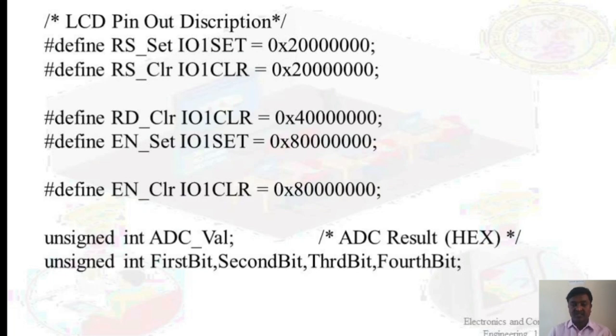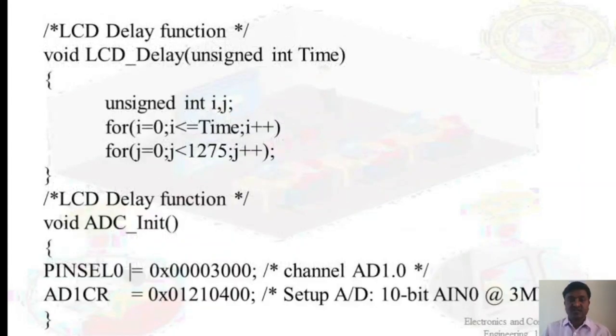After that, we are declaring one variable, unsigned int ADC value, that is the result in hex. Then unsigned int first bit, second bit, third bit, fourth bit. These are the four unsigned int variables that will be declared. After that we are writing the LCD delay function, then the ADC init. Then we are declaring the void ADC initialization function, that is PINSEL0 equal to or equal to 0x4 followed by 3 zeros, 3 3 zeros, that is selecting the channel AD1.0, as I already explained in the previous slides.